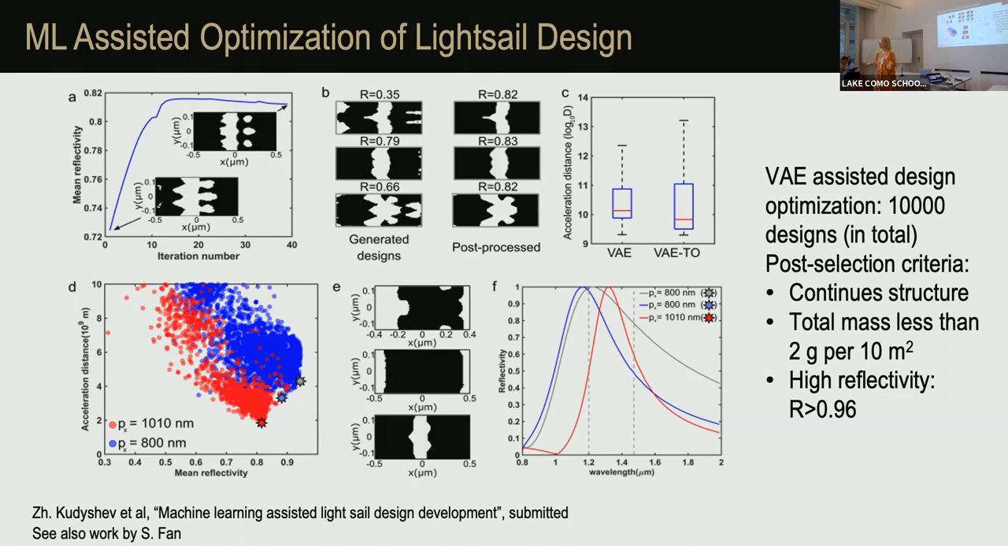Because we know that they are robust, so you can dilate them a little bit, they would still be high efficiency designs. You can use symmetry and other things to expand it. And we would like to use the same type of physical insights in your algorithm.